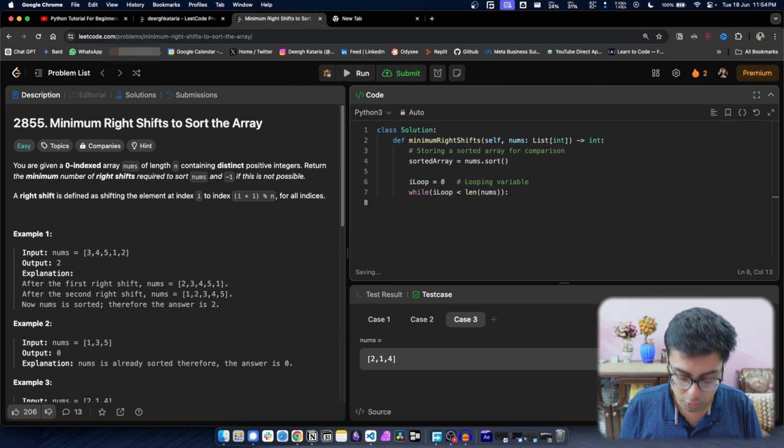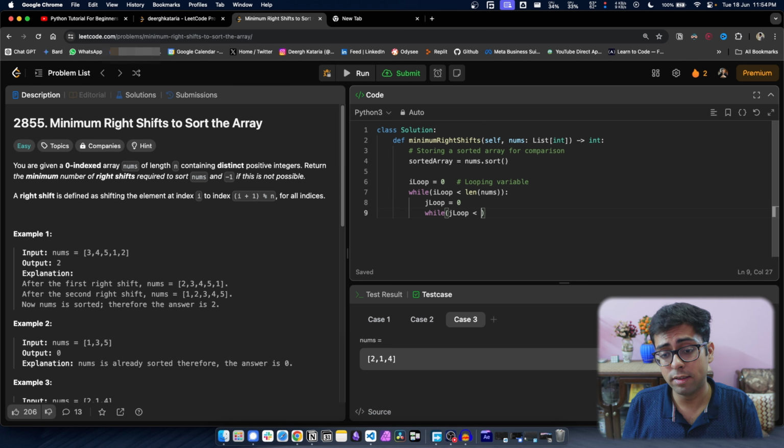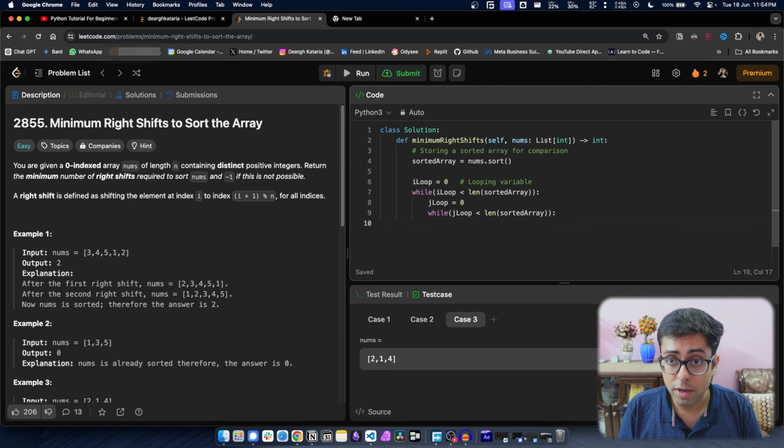Then the next thing we are going to do, we are also going to go through j loop, 0, while j loop less than what? We are going to run this till, again, length of nums. Not length of nums, let's do it by sorted array, because we're going to mess around with nums a little bit. Even though we're not going to change the size, whatever, sorted array. Then we're going to make a new variable as I discussed, which is new position. And new position is going to be j loop plus 1. I'm going to put this in brackets, and it's going to be percentage n.